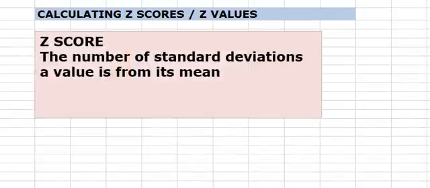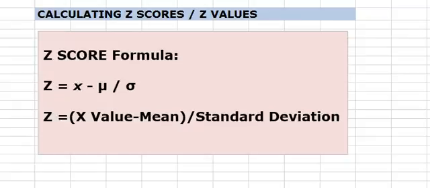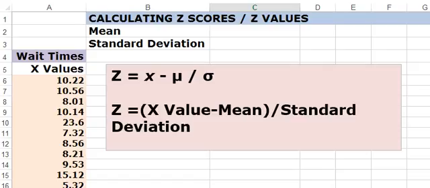Now our z-score tells us how many standard deviations our value is from its mean. And our formula is fairly basic. X value minus the mean divided by the standard deviation. So to get a better understanding of z-scores and z-values, we're going to calculate and analyze the z-scores of the wait time experienced by patients in a dentist's office.